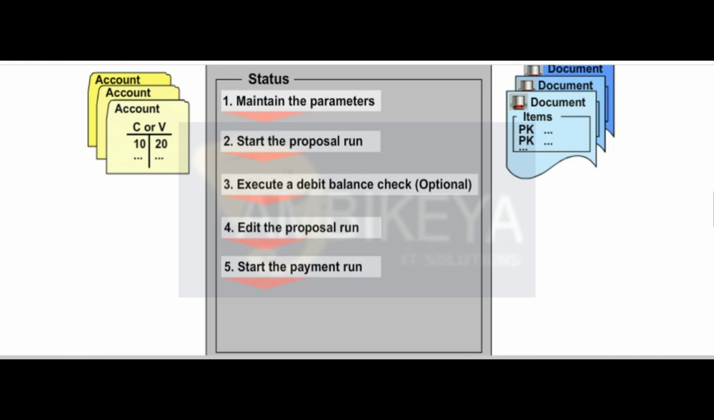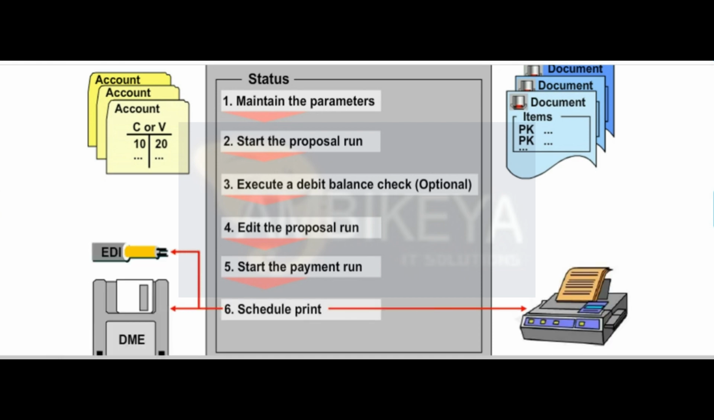Start the payment run. Once the payment list is verified and the debit balance check is performed, you schedule the payment run. The system creates a payment document and the general ledger and sub-ledger accounts are updated. Schedule the print. A separate print program is scheduled to generate the payment media.